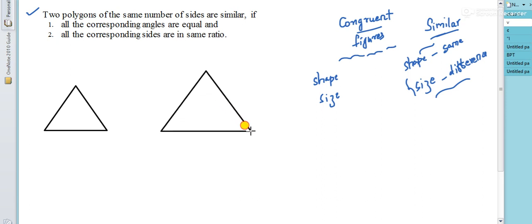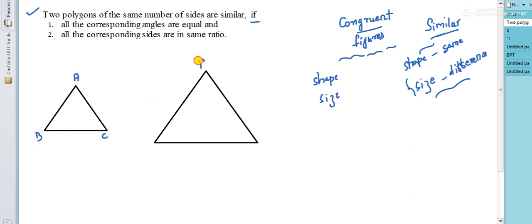Okay, so this is another triangle. When can we say two polygons are similar? Two polygons with the same number of sides are similar if all the corresponding angles are equal. If we take these two triangles, triangle ABC and triangle PQR, how can I say they are similar?